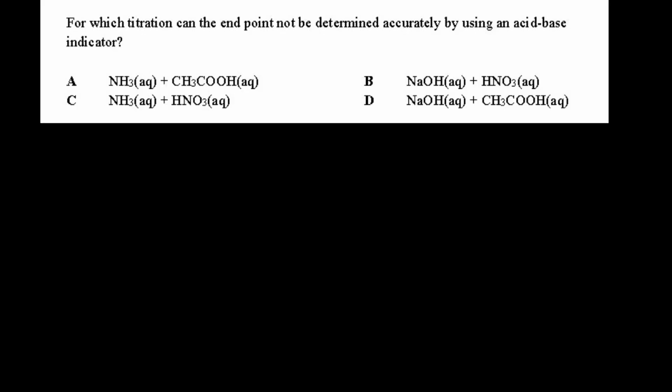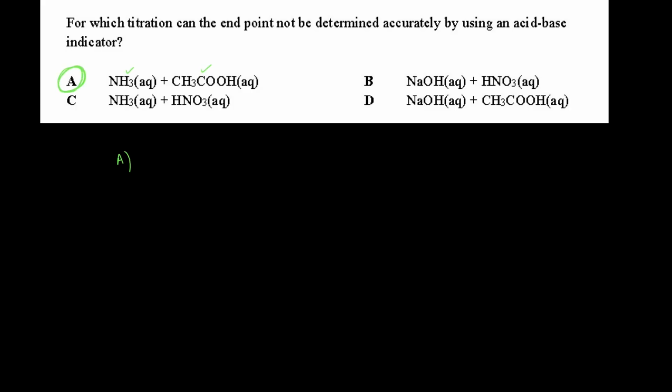So the question is, for which titration can the endpoint not be determined accurately by using an acid-base indicator? So we know that for weak acid and weak base titration, the endpoint cannot be determined accurately by indicator. So which is a combination of weak acid and weak base? We see that in option A we have weak base and weak acid. So yes, this is the correct answer.